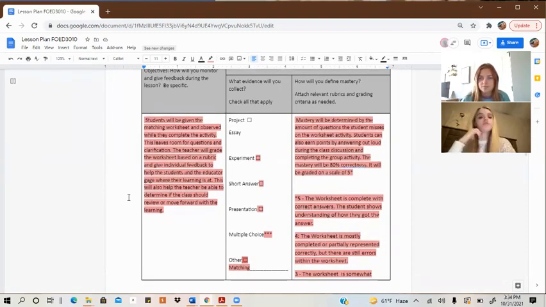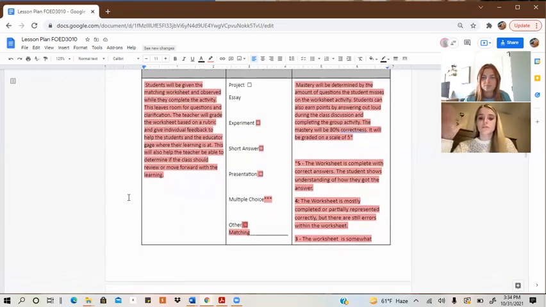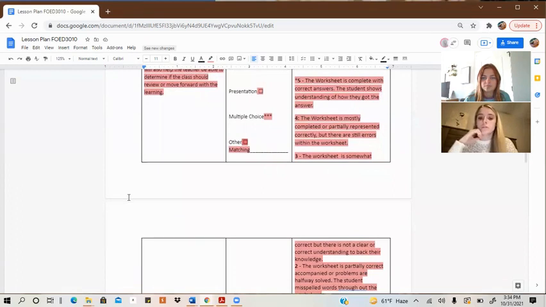So for mastery, we'll grade their worksheets on a scale of 1 to 5, and mastery will be 80% correctness. So 5 will be the most correct, 100%, and 1 will be the least correct.